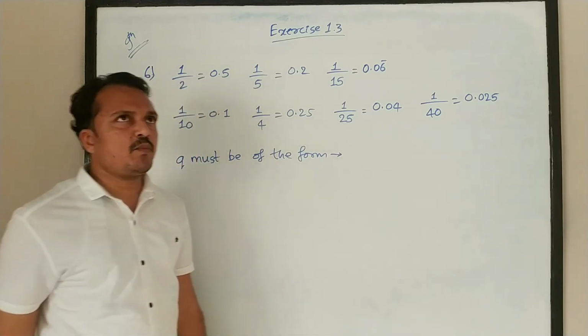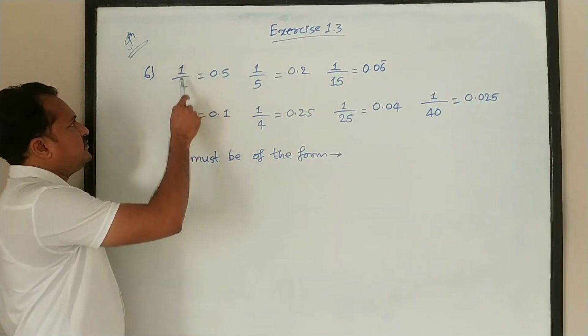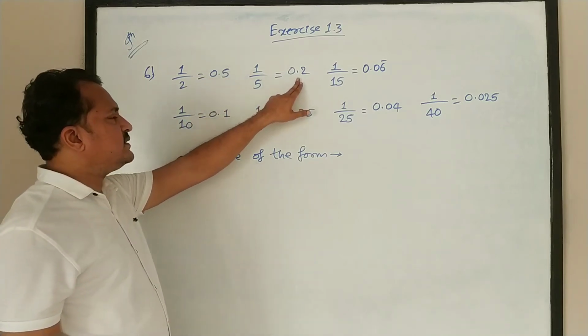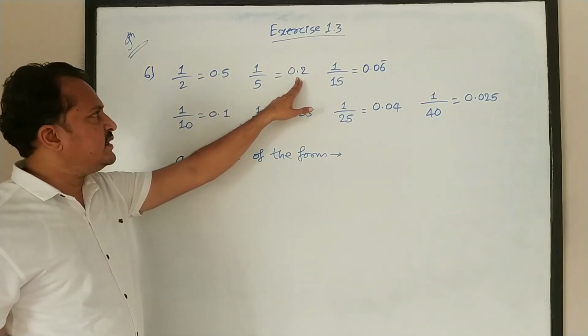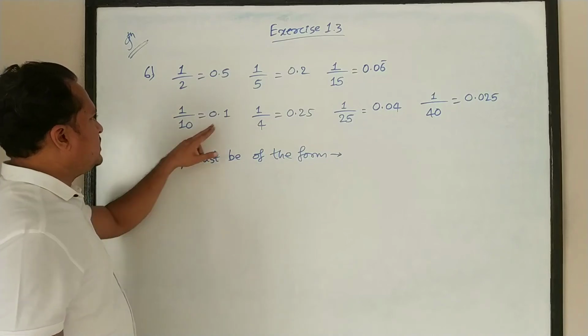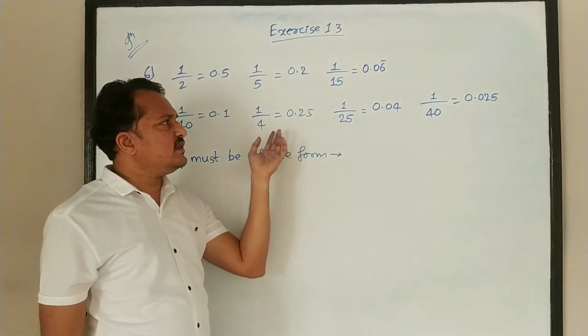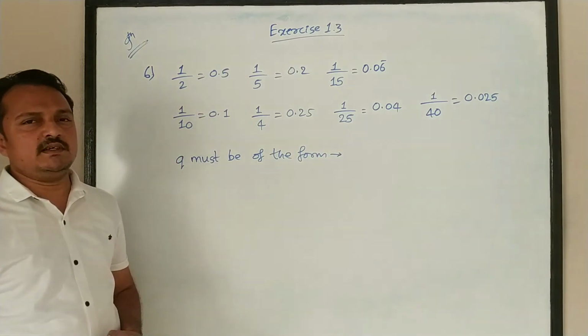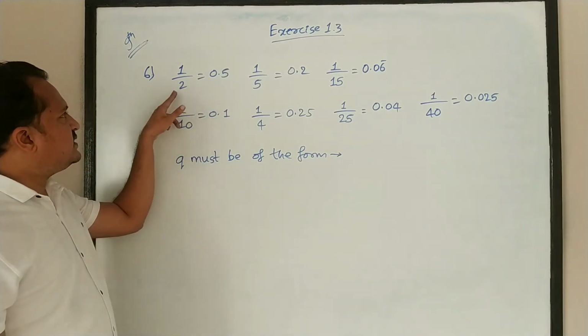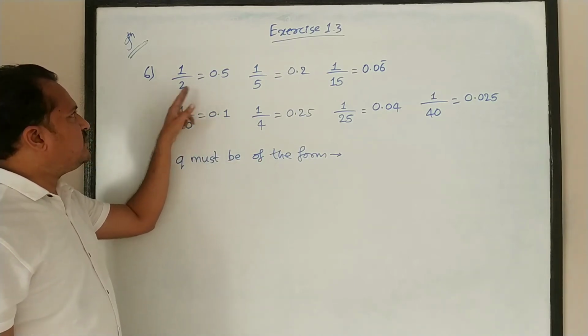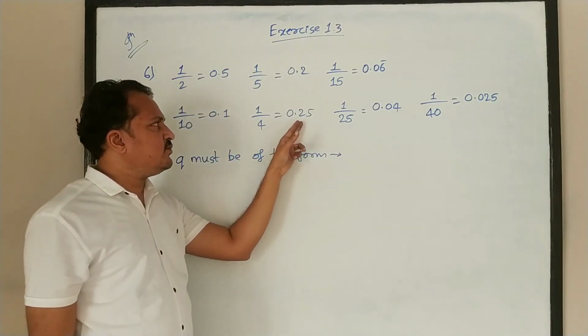So first we will see some examples here. 1/2, that is 0.5, terminating one. 1/5, it is 0.2, it is also terminating here. See 1/10, yes, it is terminating. 1/4 or 1/25 or 1/40. All of these are terminating decimal expansions. Very simple here. If the denominator is 2 or a power of 2, 1/2 is 0.5, 1/4 is 0.25.